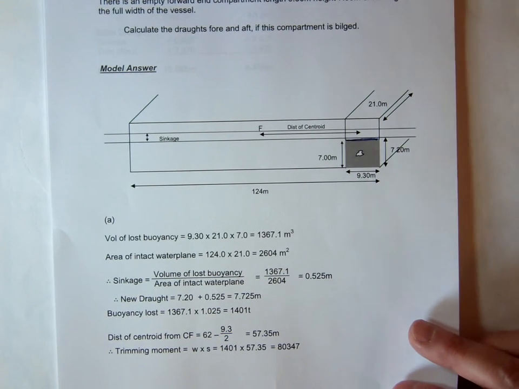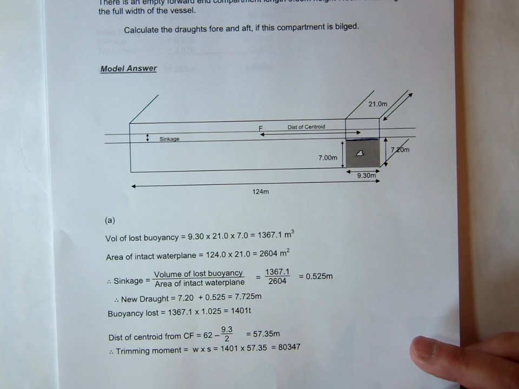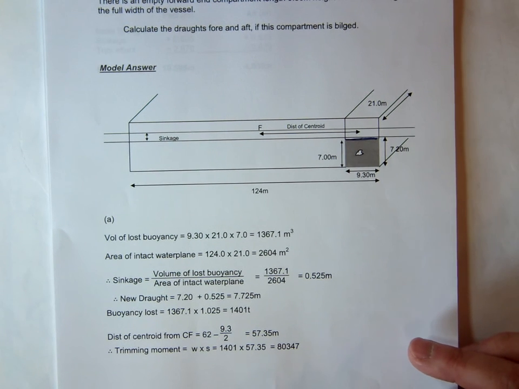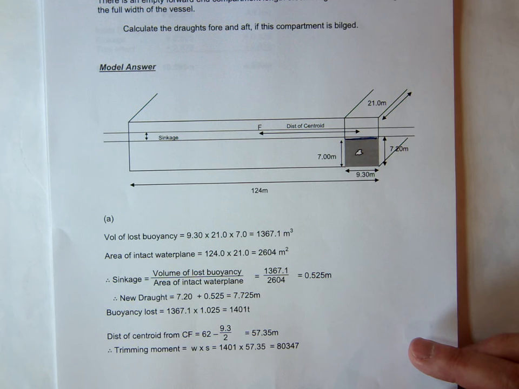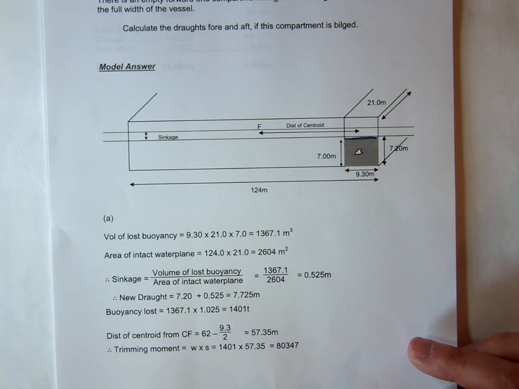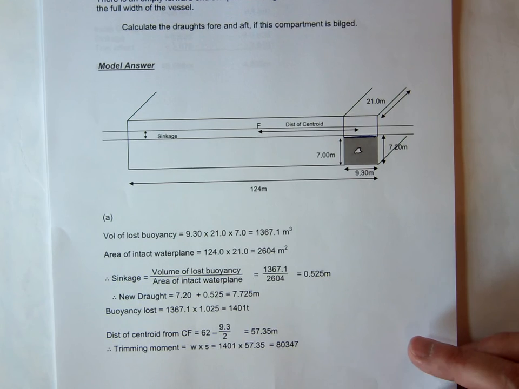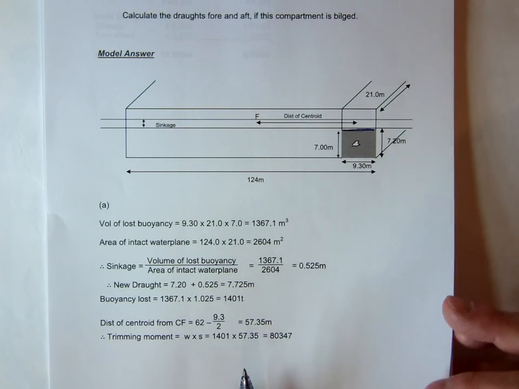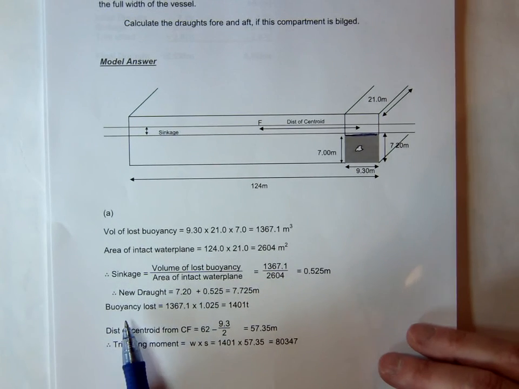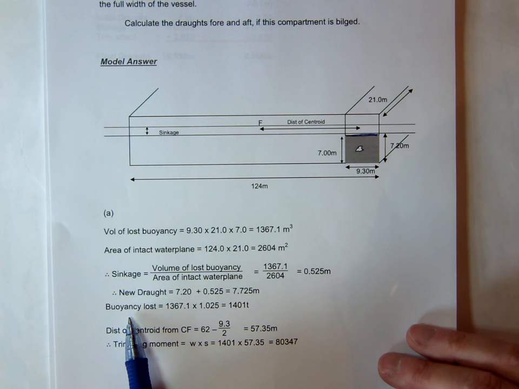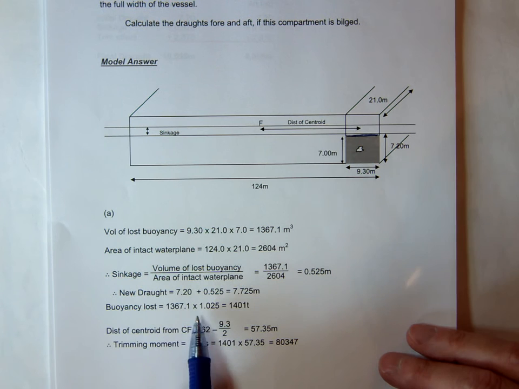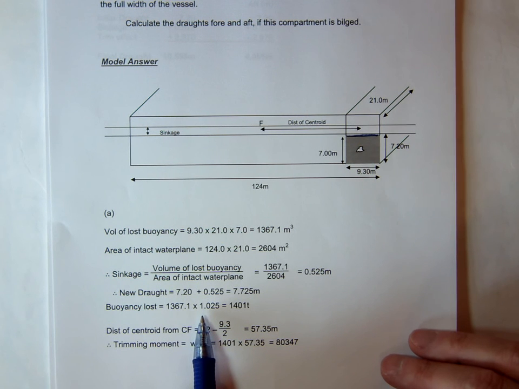What we have to do now with that new draft, okay, we've sunk down to that, but because we're bilged forward, we're not going to be at even keel, we're going to be trimmed, and we're going to have to work out how much trim forward and aft. Now the buoyancy lost is the volume of the lost buoyancy multiplied by the density of the water that you're in. So that gives you the weight of the buoyancy lost.